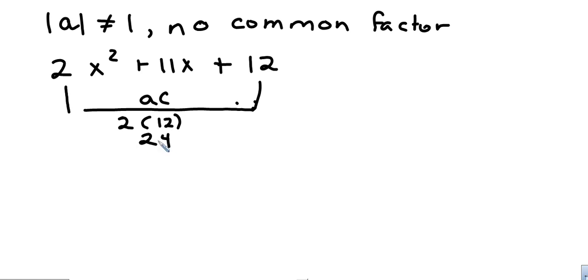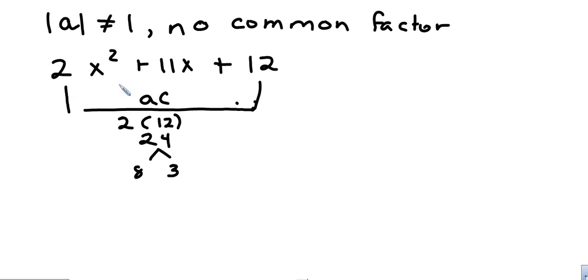I multiply A times C, that gives me 24. I now look for factors of 24 that add up to this center term, 11. Now, before we were looking for factors of C that added up to 11. This time I'm looking for this product, AC, factors of it that add up to B. And it should be kind of obvious if you know your multiplication tables that that is 8 and 3. So what do we do with that? I still need to make sure I end up with this 2x squared first term here.